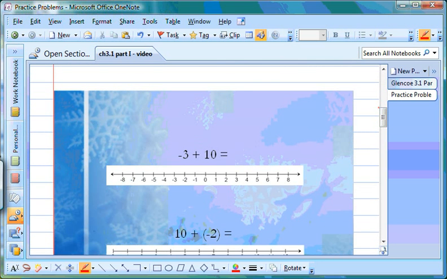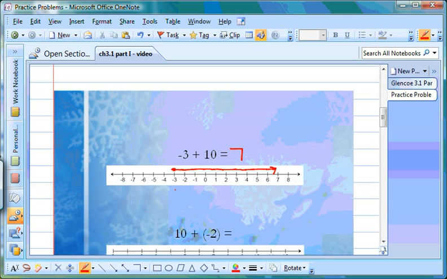Okay, here's another problem. Negative 3 plus 10. Negative 3, we put a dot on negative 3. And we're adding a positive number, so we're going to move to the right 10 places. 1, 2, 3, 4, 5, 6, 7, 8, 9, 10. That takes us to 7.